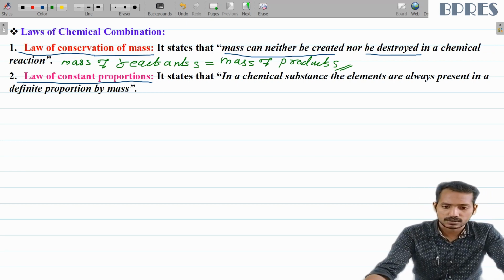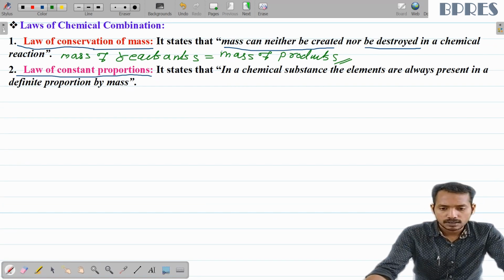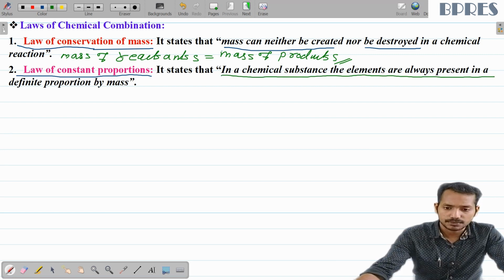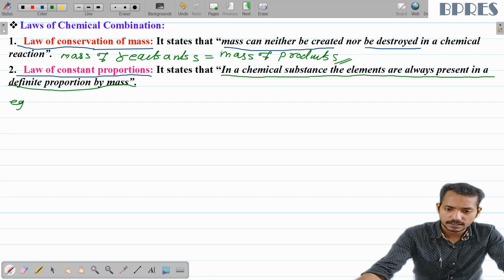Now, what does the second law state? The law of constant proportions. What does it state? It states that in a chemical substance, the elements are always present in a definite proportion by mass. For example, we take the case of water.